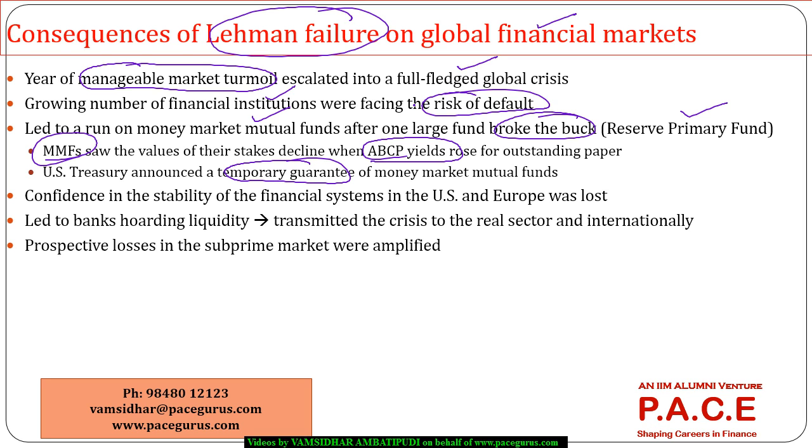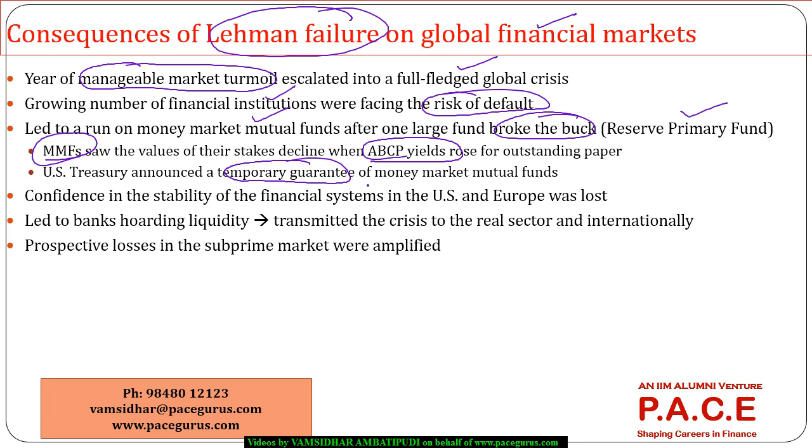The situation went to that kind of an extreme, where the money market funds had really lost big chunks of their values, and the US Treasury had to announce a temporary guarantee of the money market mutual funds. That's one extreme that we have seen during Lehman's failure. The confidence in the entire stability of the financial system got completely hurt.